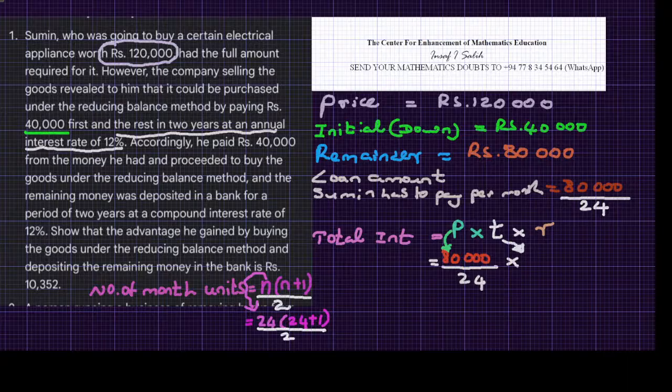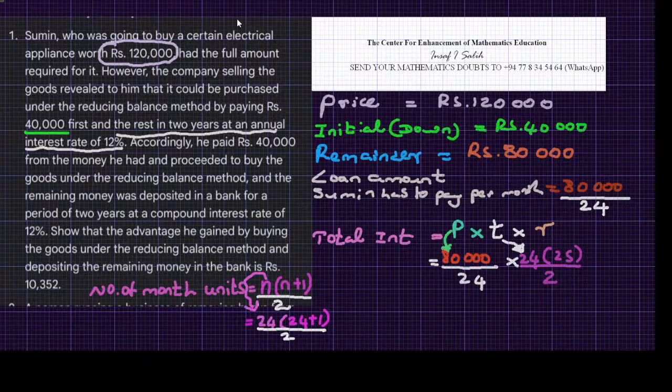Or in other words, if we simplify this, what do we get? The number of month units is 24 times, between brackets, 24 plus 1. What is 24 plus 1? That's 25. So 24 times 25 divided by 2. That's the number of month units. So in the place of time, you write that: 24 times 25 divided by 2.